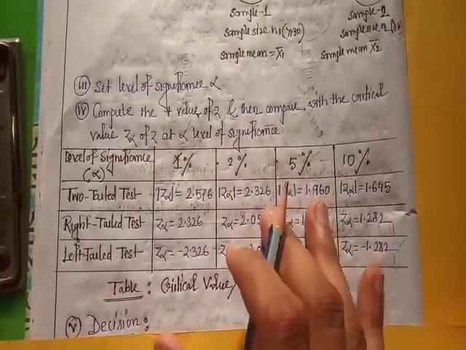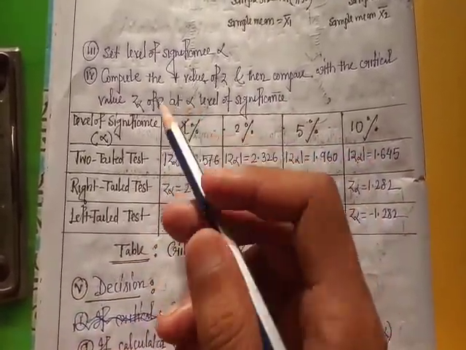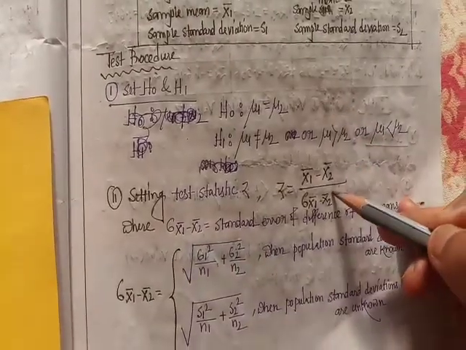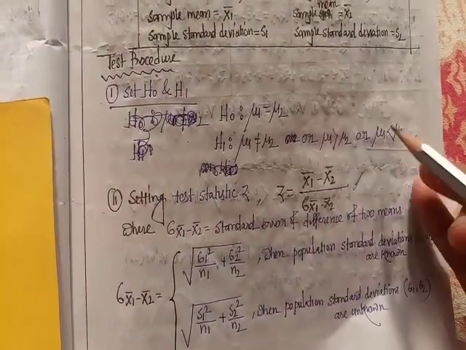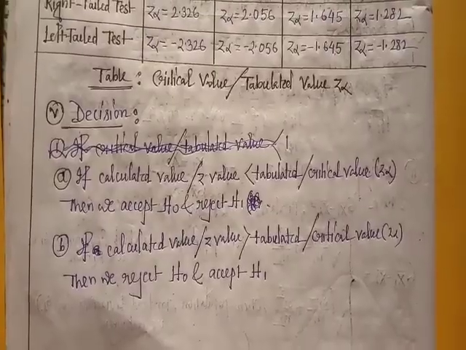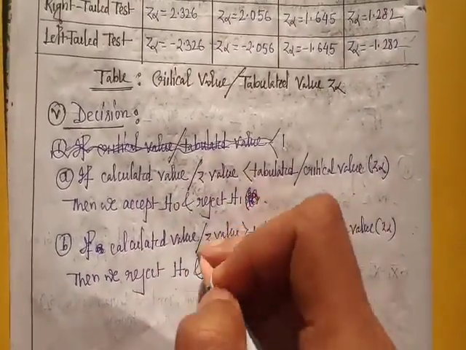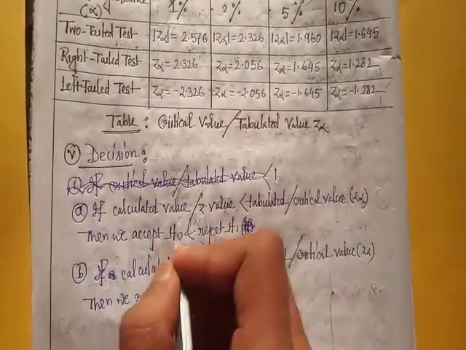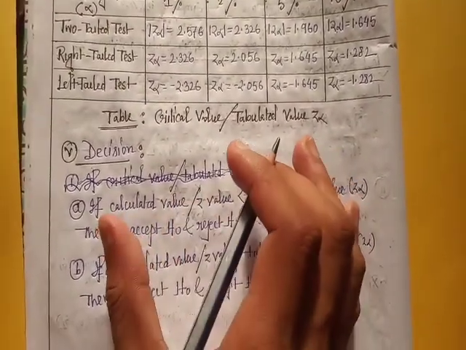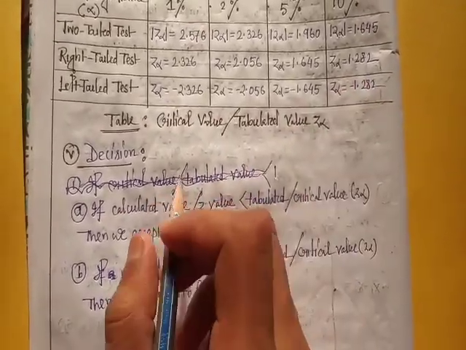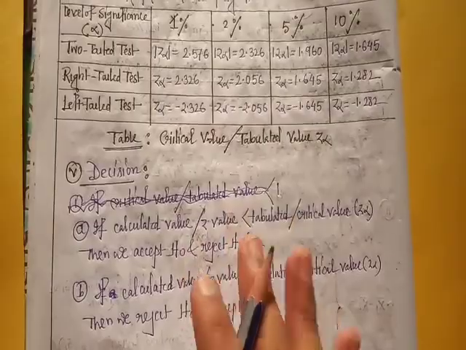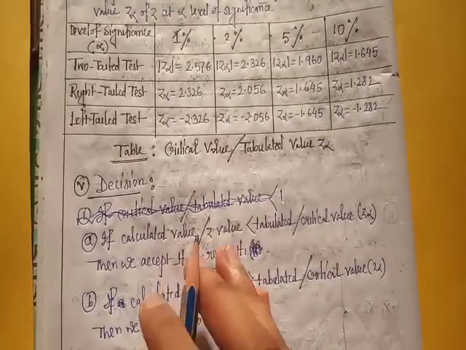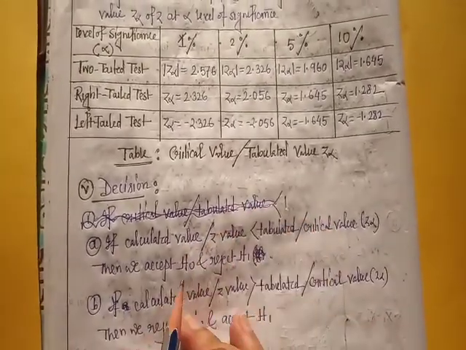Okay, next the decision. If the calculated value, also called the Z value, is less than the critical or tabulated value, then H0 is accepted and H1 is rejected. If the Z value is less than the critical value, the null hypothesis is accepted and the alternative hypothesis is rejected.